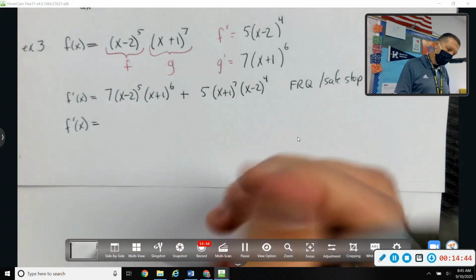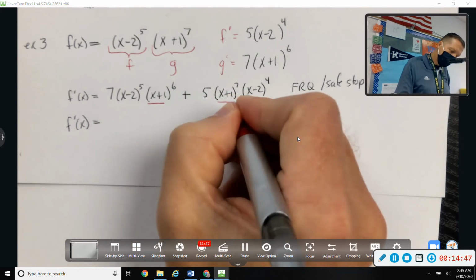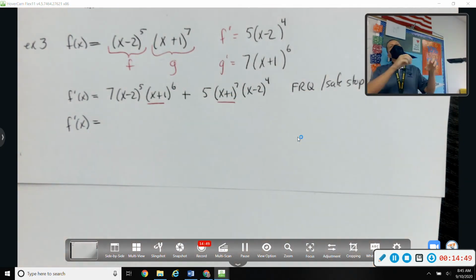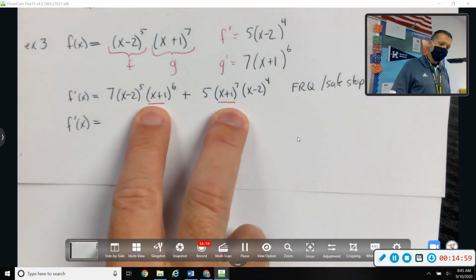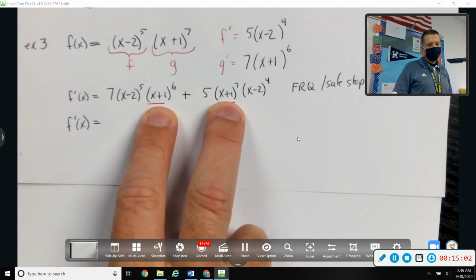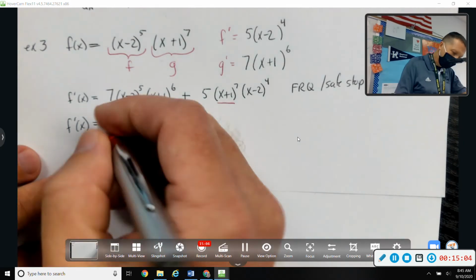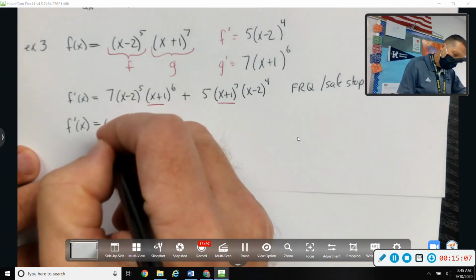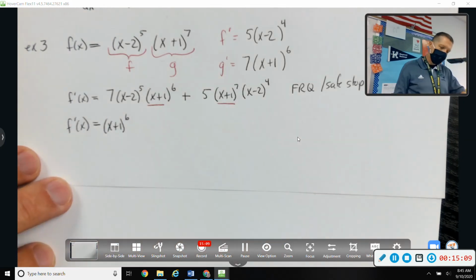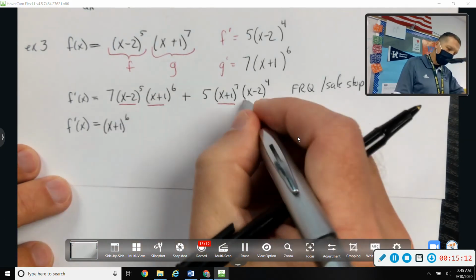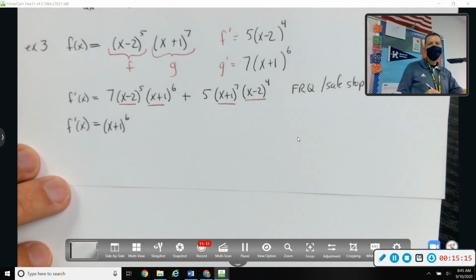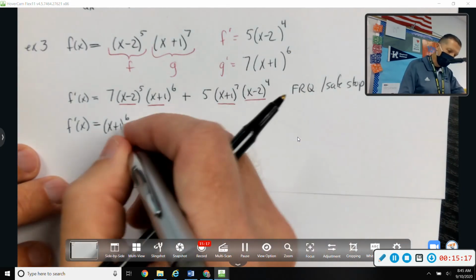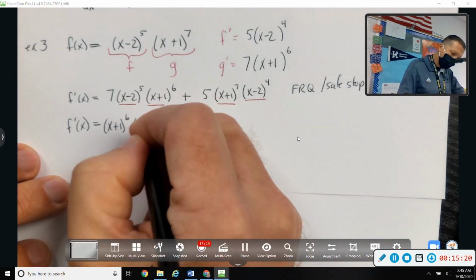Both terms have some x plus 1s in them. So let's take out as many x plus 1s as we can. By the way, calculus is over. Now we're doing algebra. How many x plus 1s can I take? 6. That one has 6, that one has 7. So I'm limited. I can only take 6 of them. So I'm going to take out x plus 1 to the 6th. All right, how many x minus 2s can I take? 4. This one has 5, that one has 4. So the most I can take is 4.